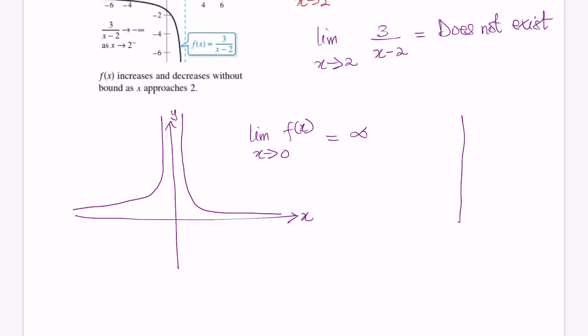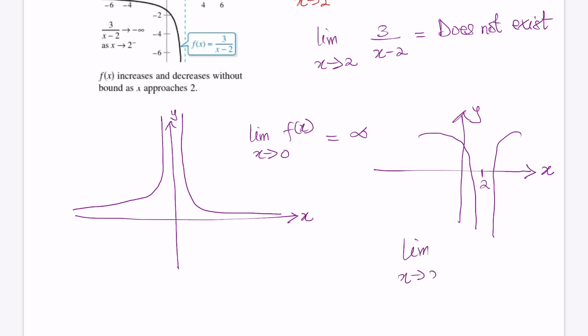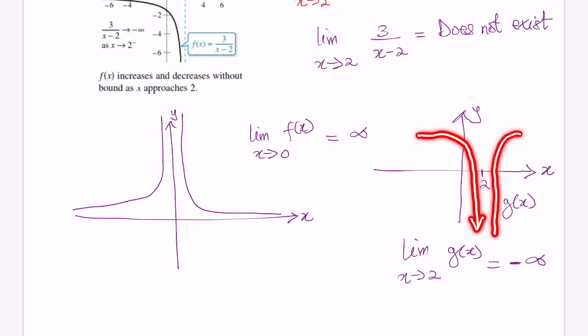If we also have another graph which decreases unboundedly, then if we want to find the limit as x approaches 2 of, let's say, a function g of x, well, this is our graph of g of x, clearly the answer to this is negative infinity. Why? Because our graph decreases unboundedly towards negative infinity. So take note of that.